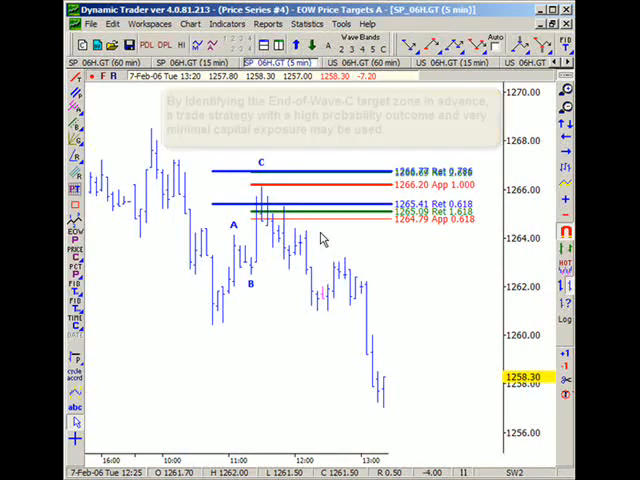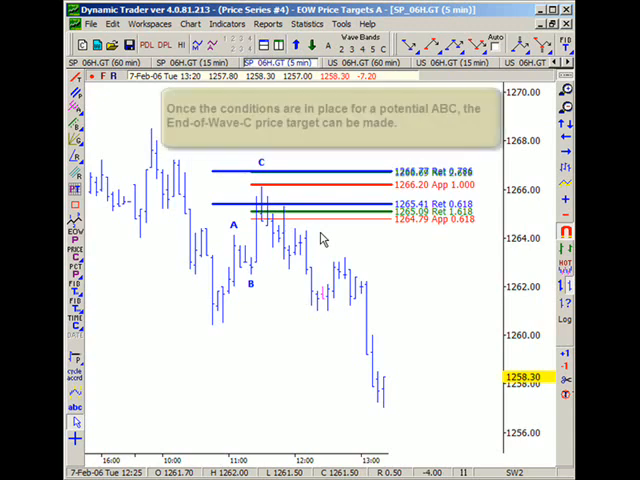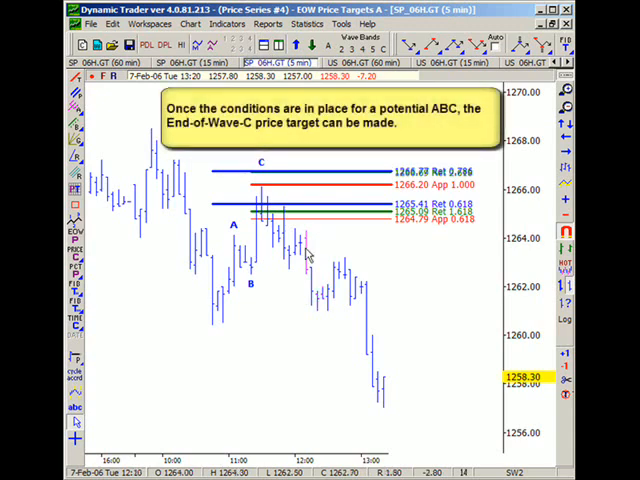Now, every correction isn't an ABC, but when the conditions are in place for an ABC, when we're in a bear trend and we've made one section up and then a minor correction and then a new high, in other words, the conditions are in place for a probable A, B, and then probably working on a C, that's when we do our end of wave C price target zones to prepare us for the high probability target to complete the correction.